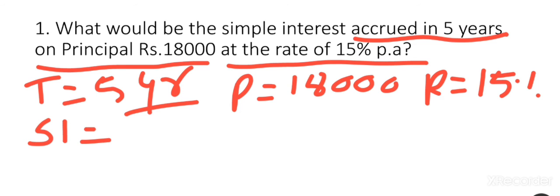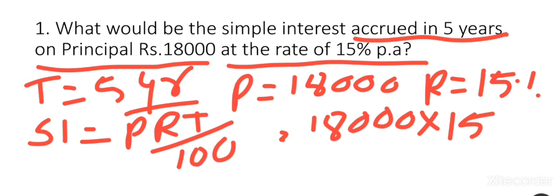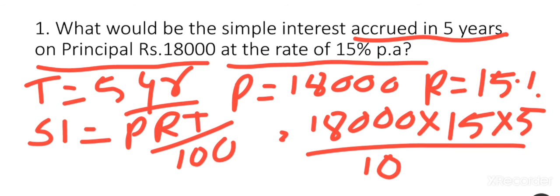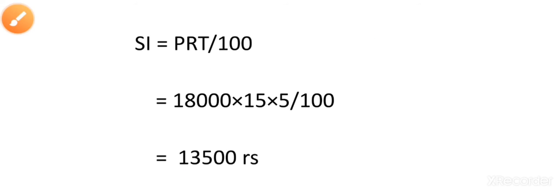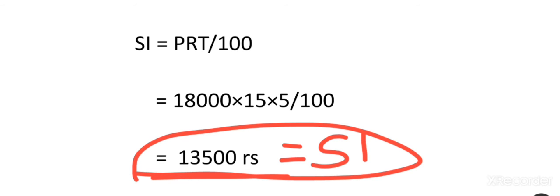Simple interest formula we learned, which is PRT divided by 100. P is 18,000 multiply R, which is 15%, into T 5 divided by 100. Here 0 gets cancelled. 5 15s are 75. 75 multiply 180, which is 13,500 rupees. It is simple interest. 13,500 rupees is the simple interest on a given principal amount 18,000.